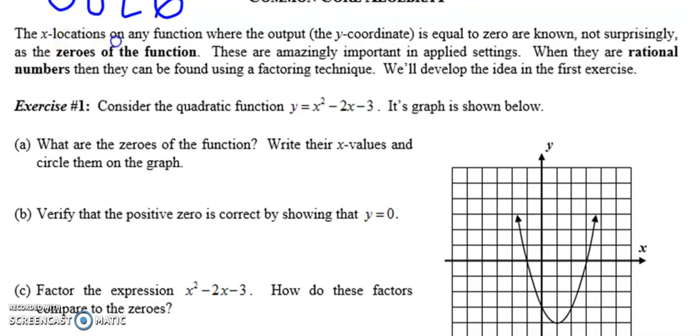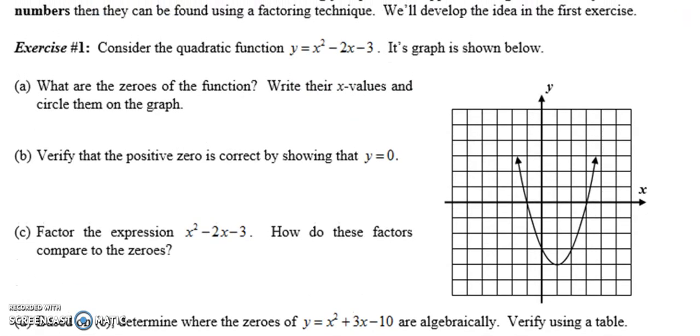So the x location on any function where the output, or the y, is equal to 0 is known, surprisingly, as the zeros of a function. I'll explain that in a minute if you didn't quite understand that. These are amazingly important when we get to applied quadratics. You'll see that. That means word problems. When they are rational numbers, they can be found by using factoring techniques. So it's a good thing we know how to factor.